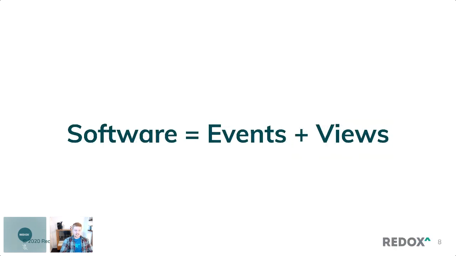So at the most fundamental level, I'd say an application can be said to be made up of two major components. And that would be events and views. And obviously there's code that wires these things up and connects the dots. But the core important features that we want to talk about here are events and views. So let's get started with defining what I'm talking about when I talk about an event.